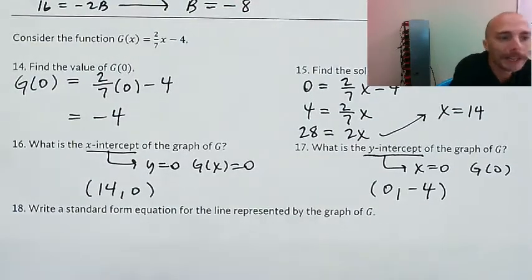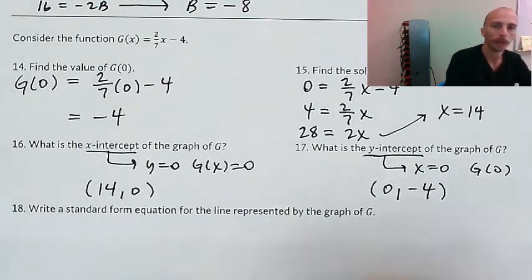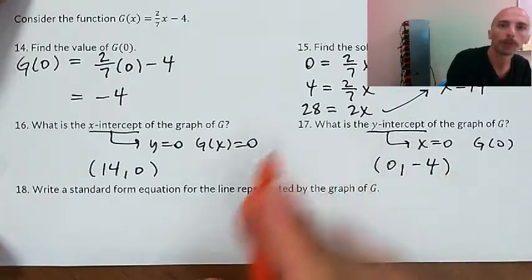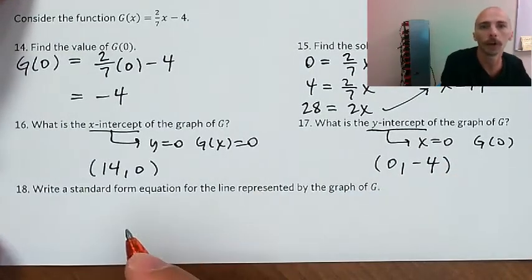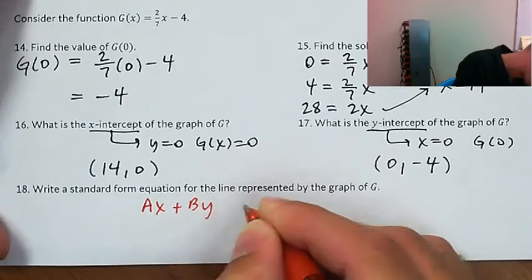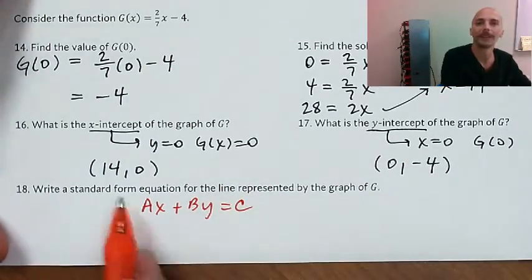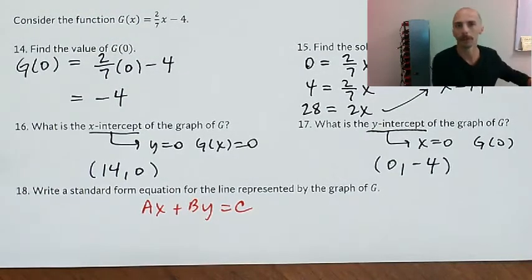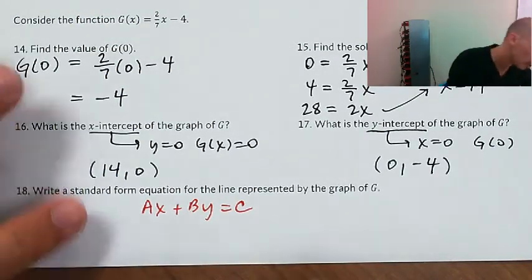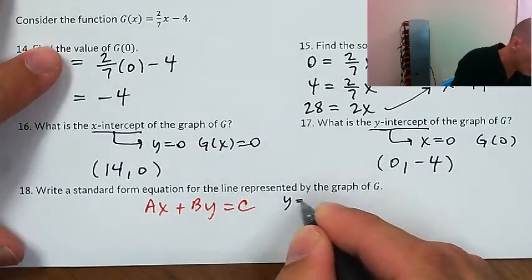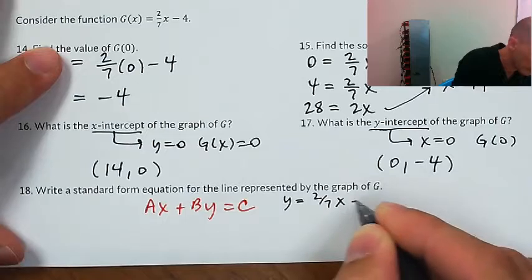Okay. And then we're going to write a standard form equation for the line represented by the graph of g. Okay, well, let's write down the standard form again, just in case you forgot. That's ax plus by equals c, where preferably a and b are integers. But that's why we said a standard form equation. There's going to be a lot of standard form equations, right? You could multiply both sides of the equation by 2 and have the same line, but the equation would look very different. So what I'm going to do is start with y equals 2/7 x minus 4.